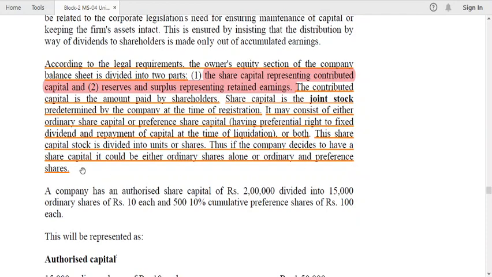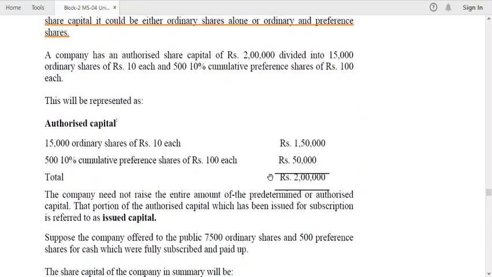Thus, if a company decides to have share capital, it could be either ordinary shares alone or ordinary and preference shares both. For example, the company has an authorized share capital of 2 lakh rupees. The maximum amount that it can raise from markets is 2 lakhs. That is written in the registration document. This is divided into 2 parts: 15,000 ordinary shares of 10 rupees each, which means 1,50,000 rupees can be raised, and 500 10% cumulative preference shares of rupees 100 each. The dividend on this preference share is 10%.